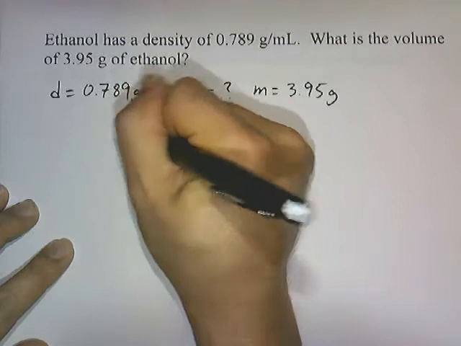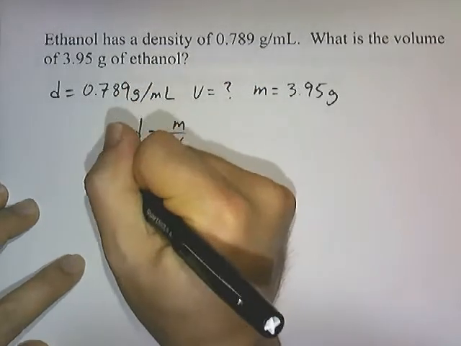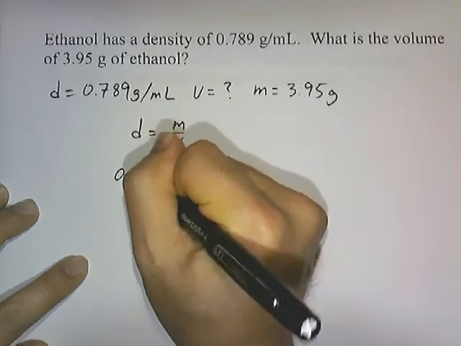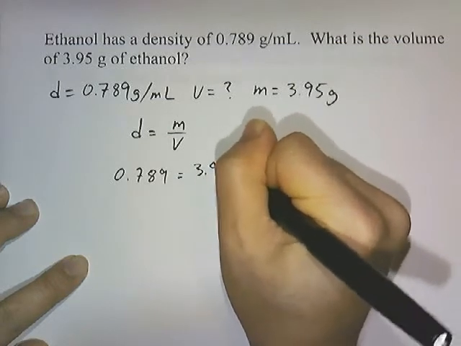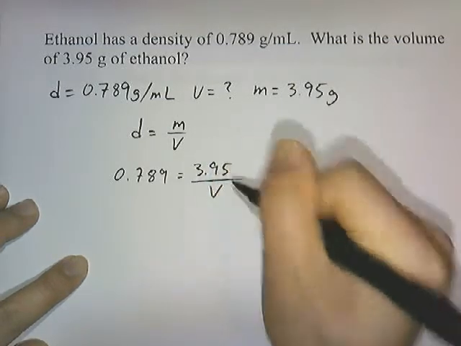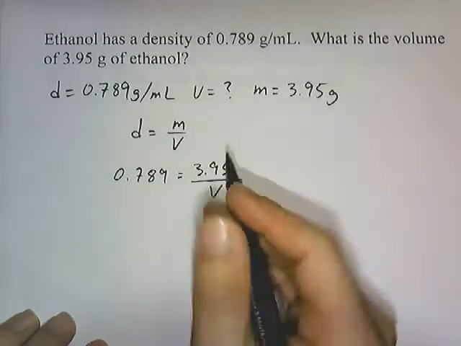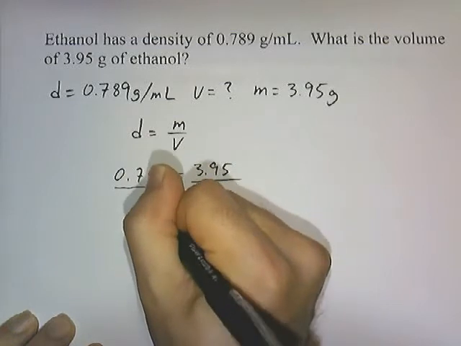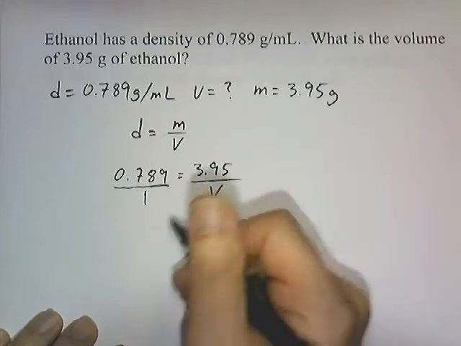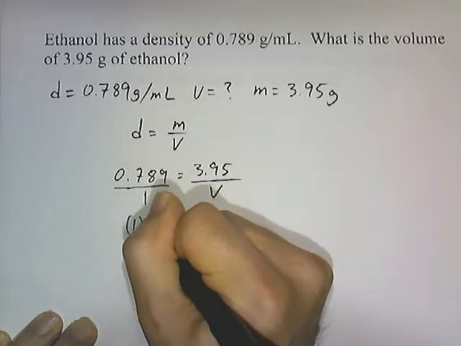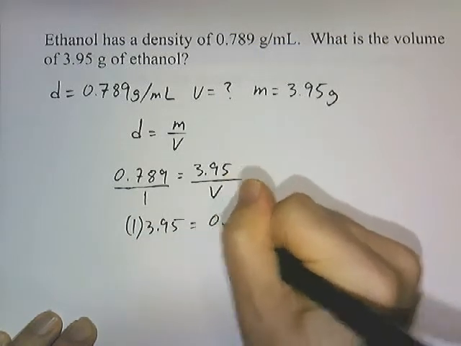Here we go. D equals m over v. And then density is 0.789. M is given as 3.95. And we're going to solve for v. Okay, well, just to make things easy on myself, I'm going to take this number and divide it by 1. Dividing by 1 doesn't change the number. Now that I've divided it by 1, I can cross multiply. 1 times 3.95 equals 0.789 times V.